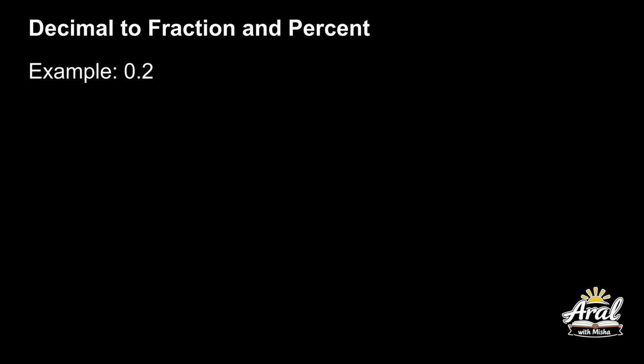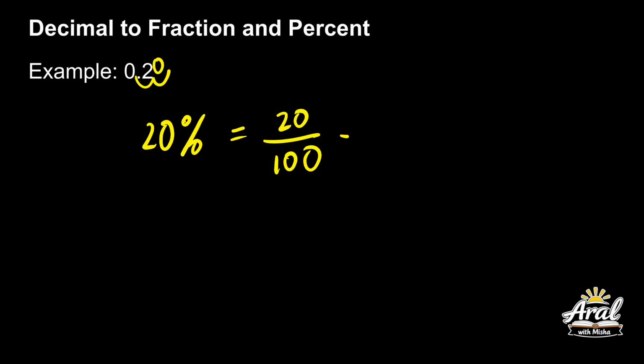So, decimal naman tayo. You convert it to fraction and percentage. So, mas madali. Gawin natin percentage muna. Move 2 decimal places. So, that's 20%. Okay? So, how would you convert it to fraction? 20 divided by 100. And then you simplify. Divide both sides by 20. That's 1 over 5. Okay? So, ganun lang kadali.